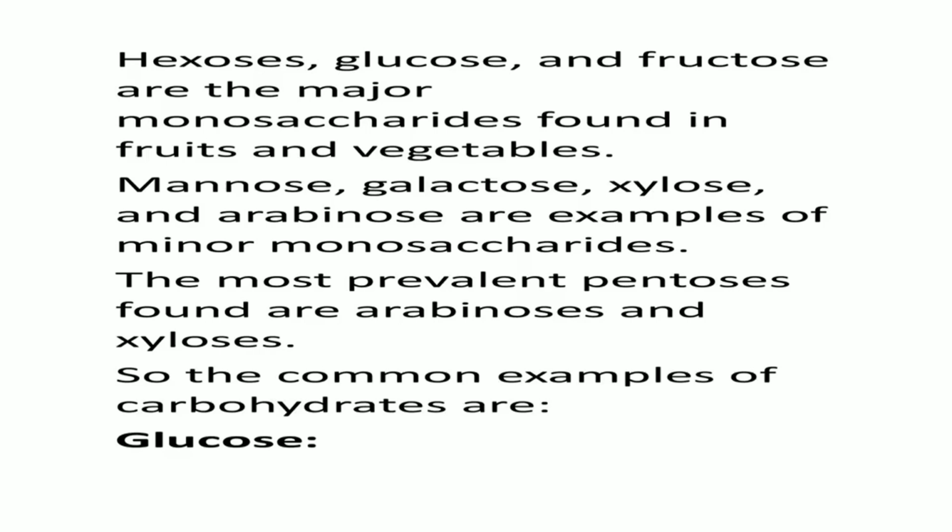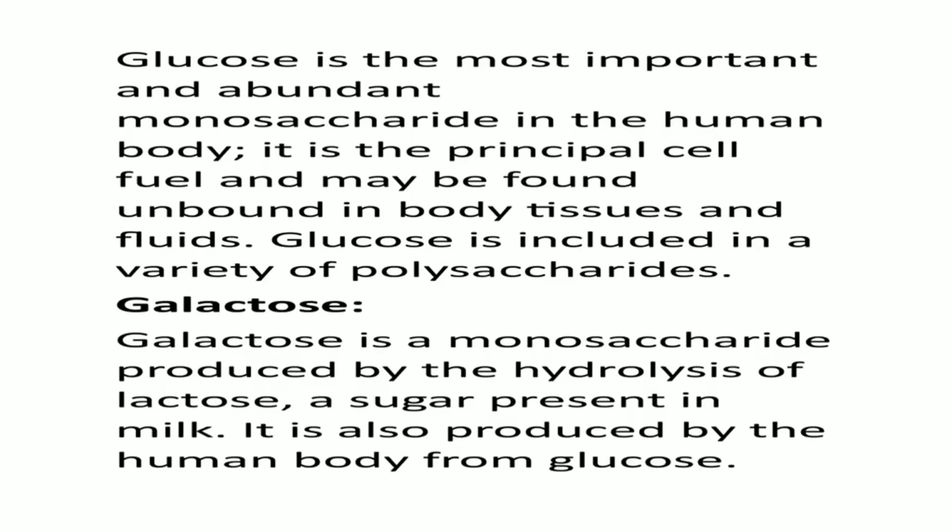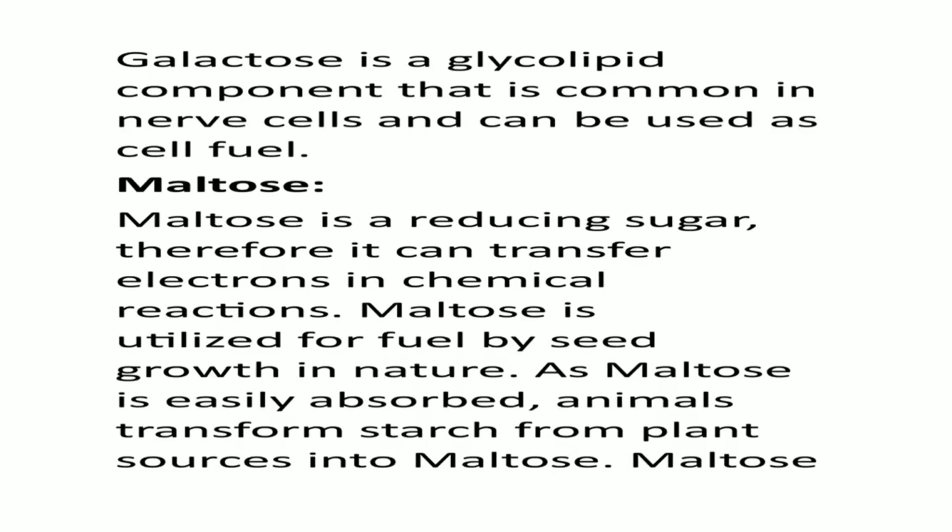So the common examples of carbohydrates are glucose. Glucose is the most important and abundant monosaccharide in the human body. It is the principal cell fuel and may be found unbound in body tissues and fluids. Glucose is included in a variety of polysaccharides. Galactose. Galactose is a monosaccharide produced by the hydrolysis of lactose, a sugar present in milk. It is also produced by the human body from glucose. Galactose is a glycolipid component that is common in nerve cells and can be used as cell fuel.